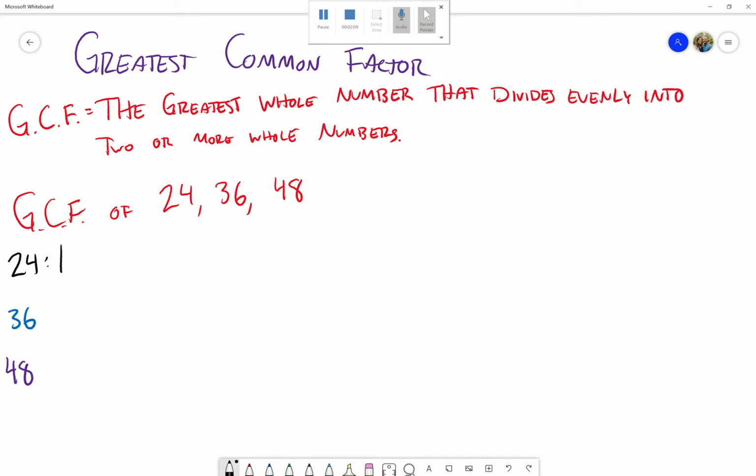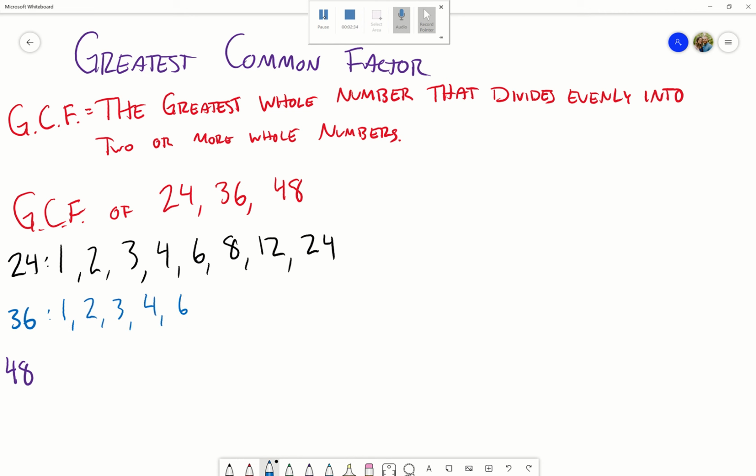Well, 24 is going to start with 1, 2, 3, 4, 6, 8, 12, and 24. Those are all the factors of 24. Now I could say, okay, well, what about 36? Well, 36 would be 1, 2, 3, 4, 6, 9, 12, 18, and 36. Those are all the factors of 36. Those are all the numbers that multiply together to get 36.